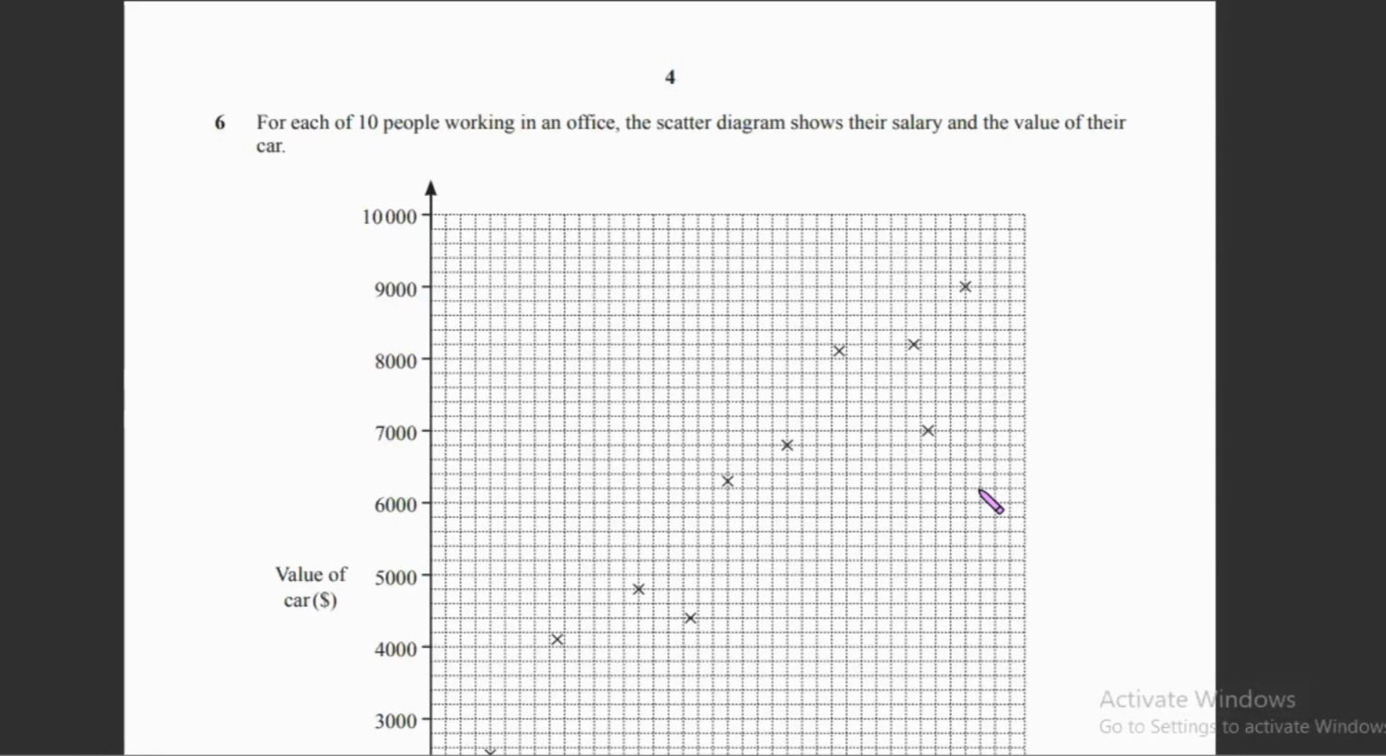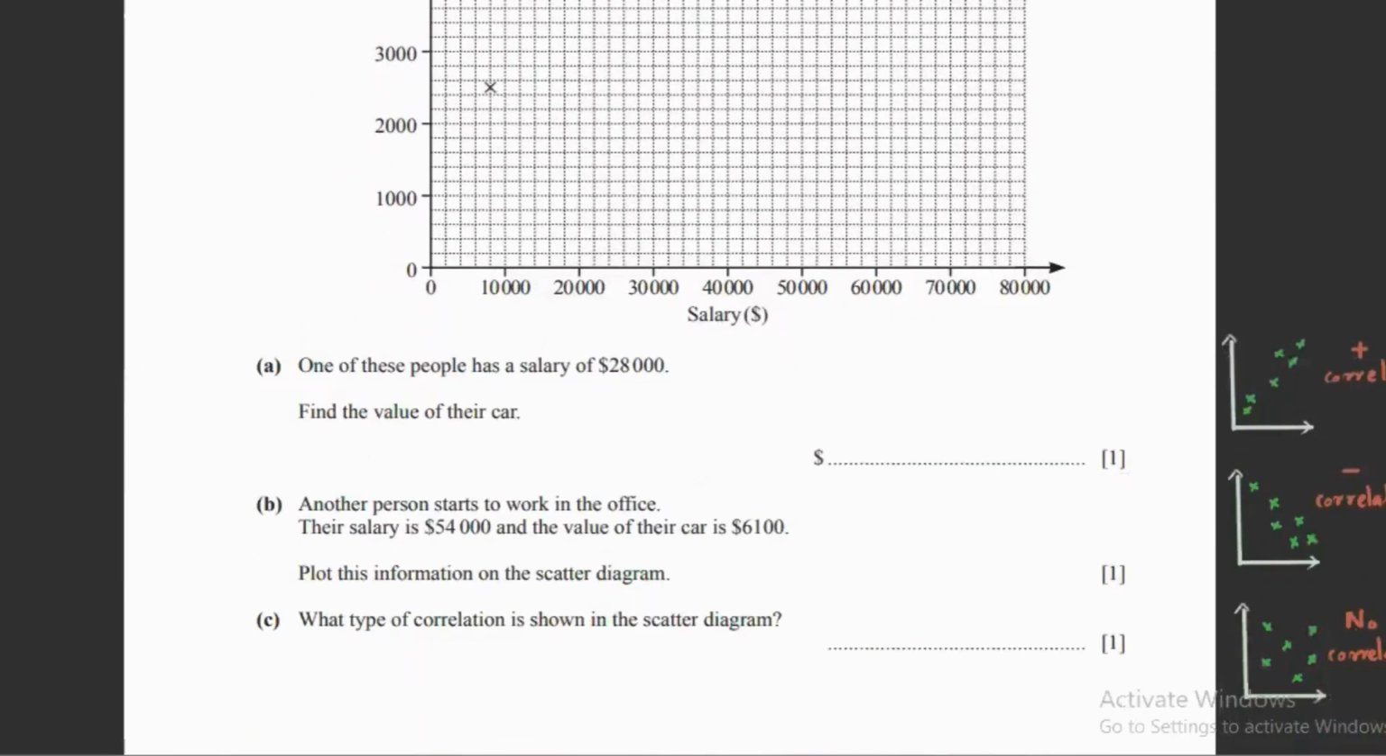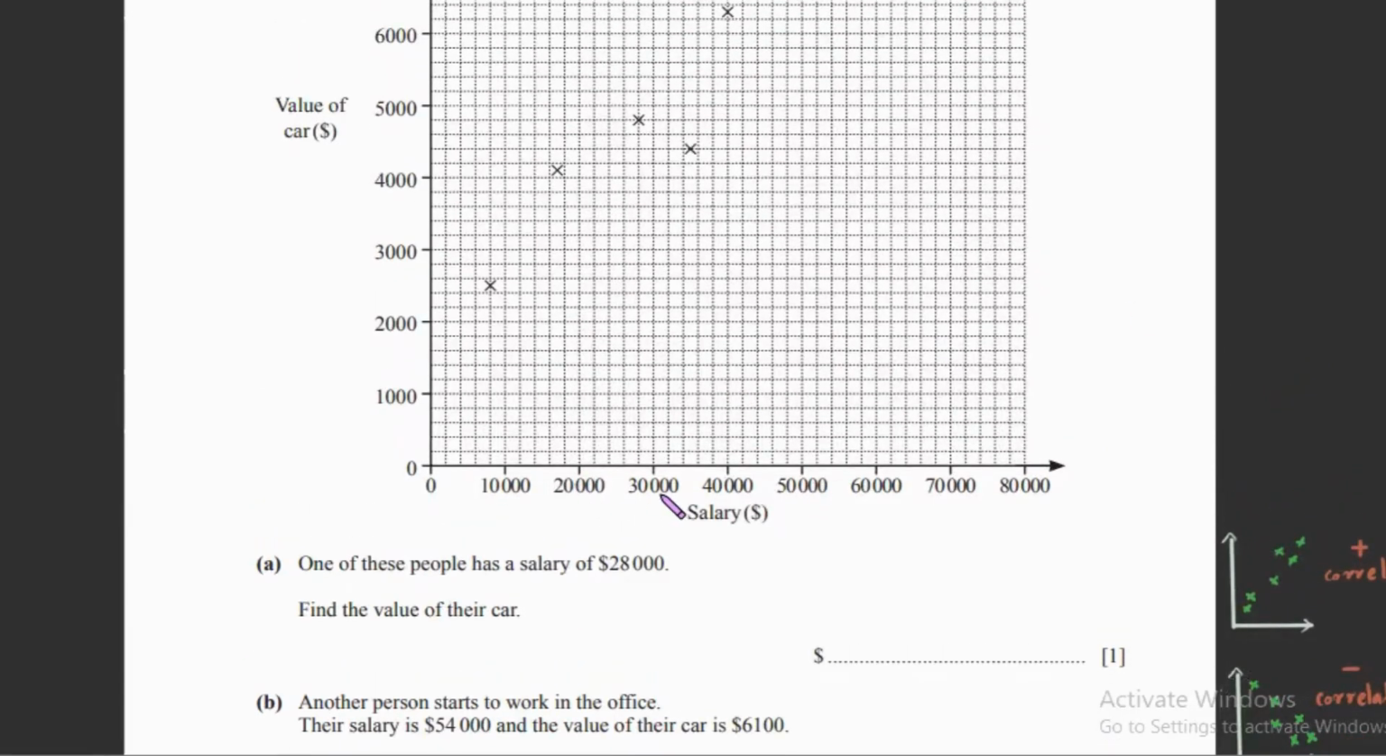In question 6, a scatter diagram is given. For each of 10 people working in an office, the scatter diagram shows their salary and the value of their car. So the salary and the value of the car is given here. In the first question, question A, one of these people has a salary of $28,000. Find the value of the car. So the salary is represented by the x-axis. So we need to say where 28,000 is. This is 20,000, this is 30,000. This is where 28,000 will be.